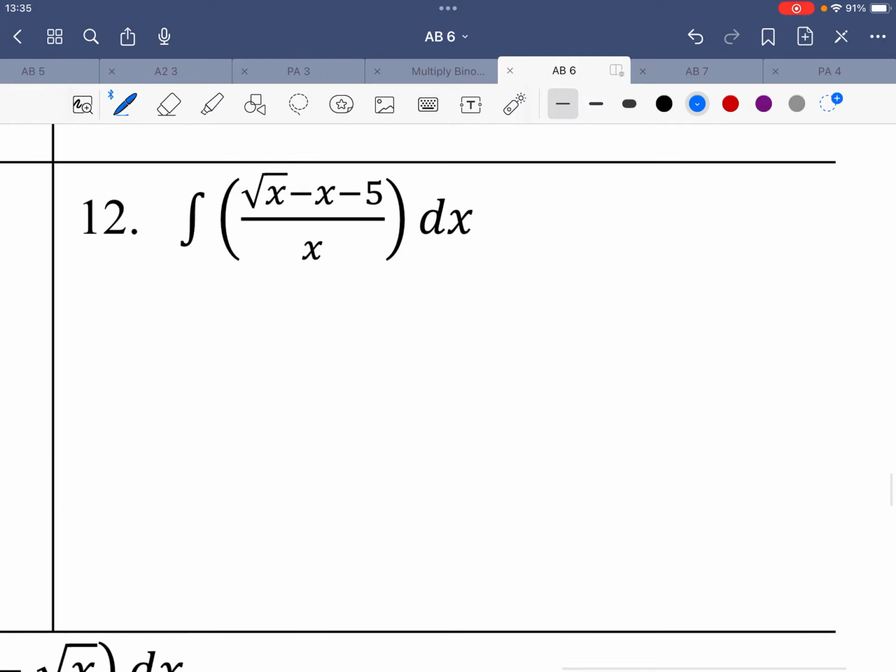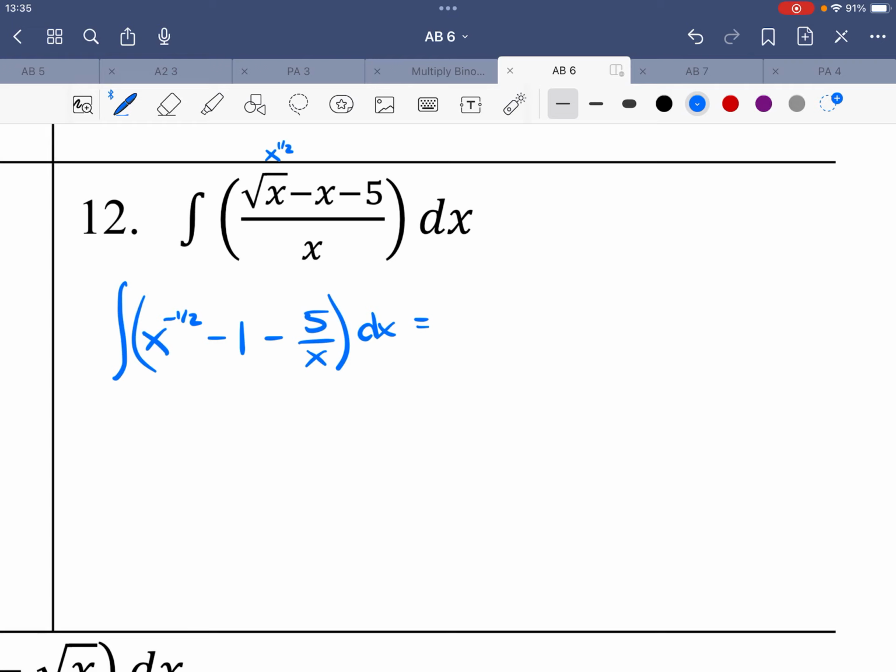I see a quotient again, so again I'm going to divide, and remember this is x to the 1/2, so after dividing, 1/2 minus 1 is x to the negative 1/2. X over x is going to be 1, and then 5 over x. That's before taking the antiderivative.